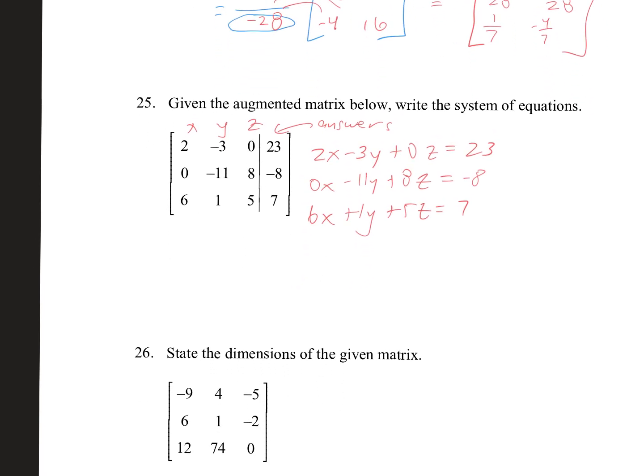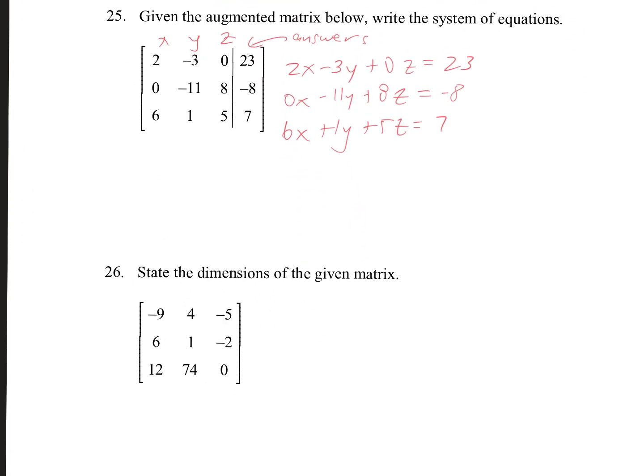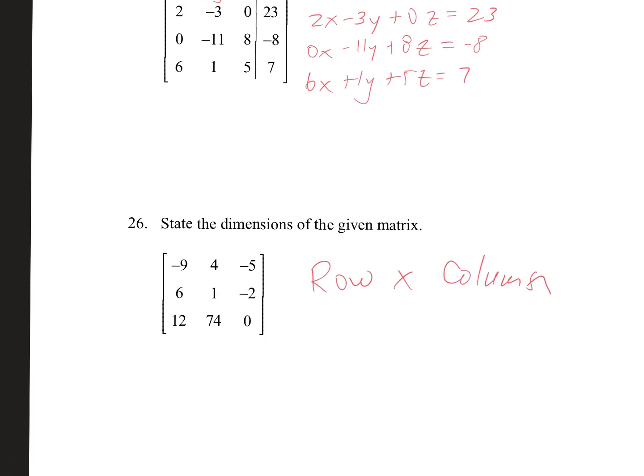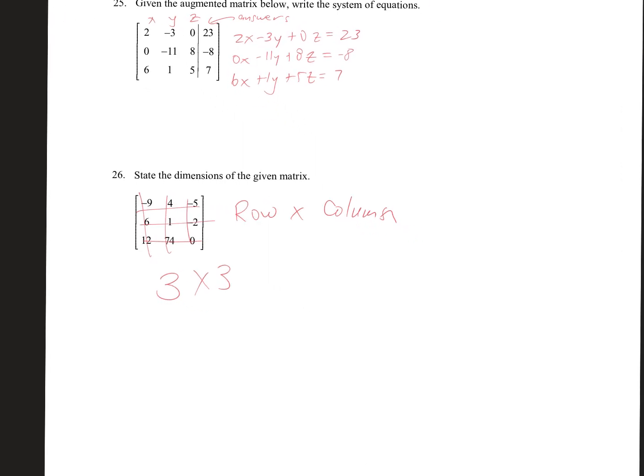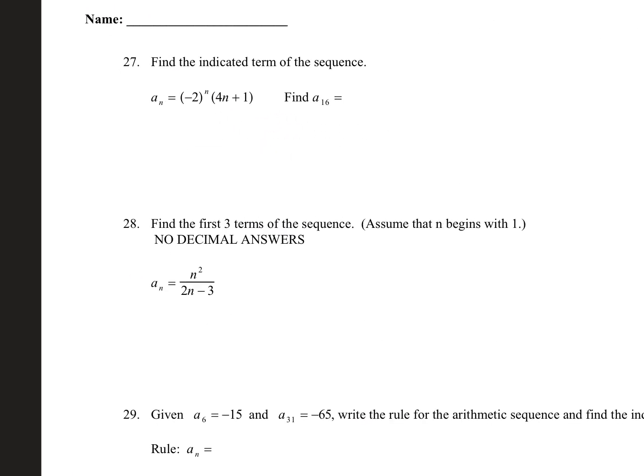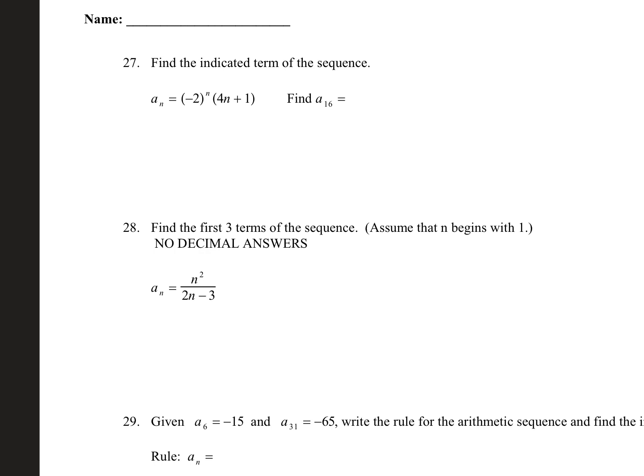Yeah? All right, remember dimensions. We did this again yesterday. It's row by column. So left and right by up and down. So we go 1, 2, 3 rows by 1, 2, 3 columns. This is a 3 by 3. Questions? All right, so now let's talk about finding the indicated term of the sequence.